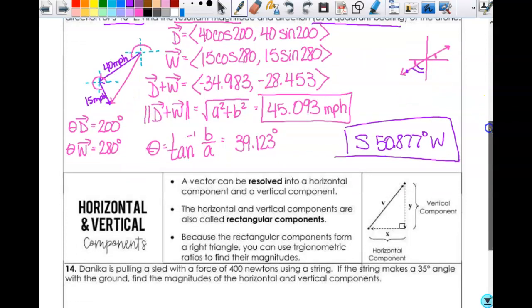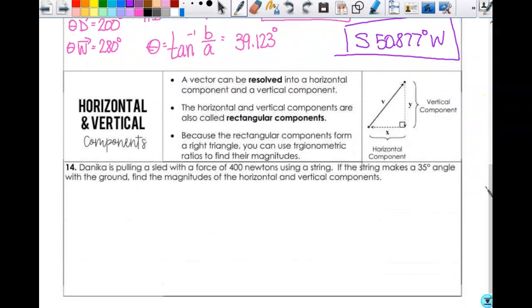All right, so let's talk about horizontal and vertical components. This says a vector can be resolved into a horizontal component and a vertical component. That's basically my x component and my y component. The horizontal and vertical components are also called rectangular components. Because the rectangular components form a right triangle, you can use trigonometric ratios to find their magnitudes. Okay, so this is a lot like what we've been doing, but we're just talking about the pieces a little bit different. So let's see how this works.